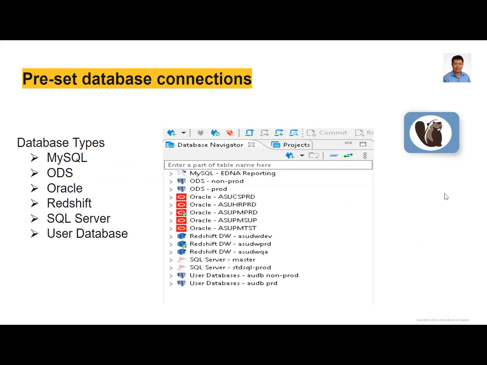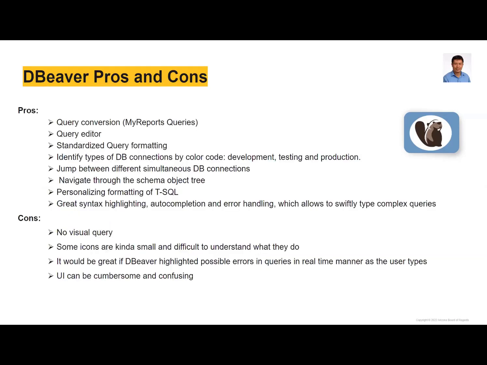So this, like I mentioned before, is the different type of database. We select these because the major databases that ASU uses would be SQL, MySQL, Oracle, Redshift, SQL Server, and user databases. If you have your department-specific database that you need to connect to, just work with Bob. He can help you out.